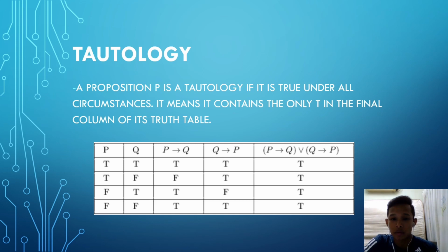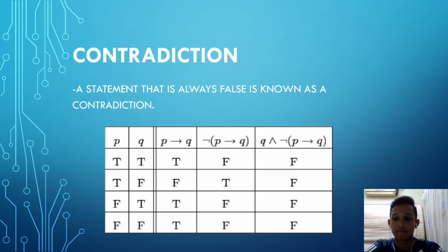For the final column, P implies Q or Q implies P will become all true, because it will choose either one for true. So the final column will have only true in the column.